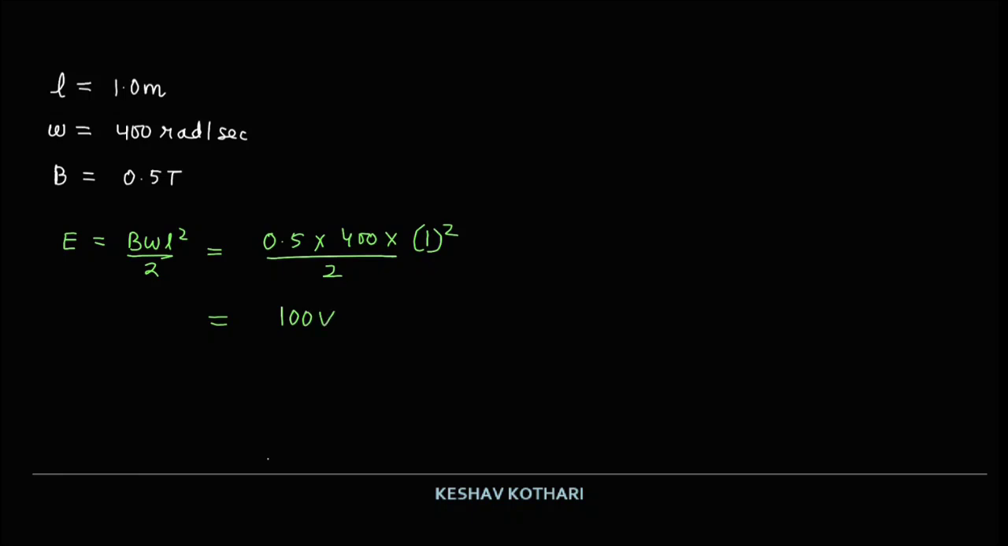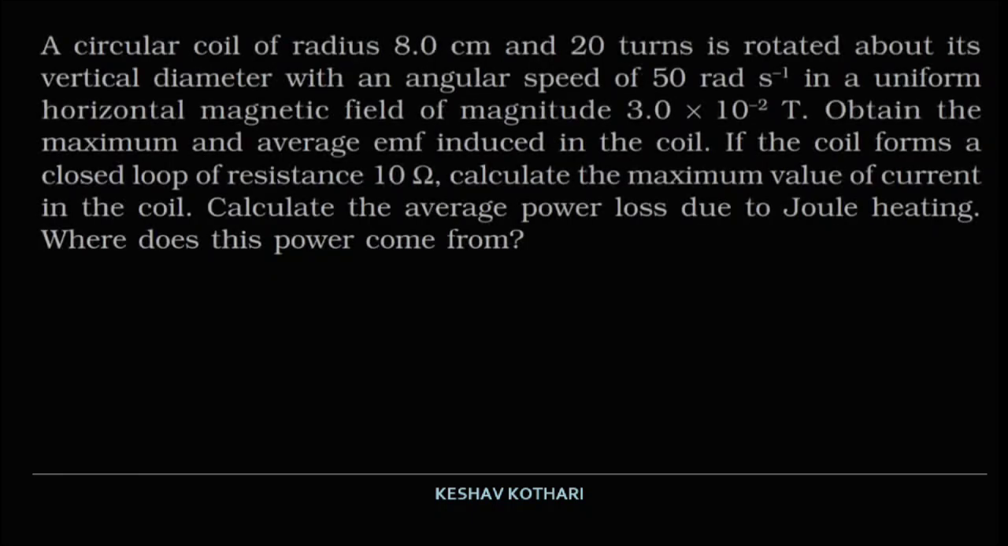Let us deal with the next problem. The next one is stating a circular coil of radius 8 centimeter and 20 turns is rotated about its vertical diameter with an angular speed of 50 radian per second in a uniform horizontal magnetic field of magnitude 3 into 10 to the power minus 2 Tesla. Obtain the maximum and average EMF induced in the coil. If the coil forms a closed loop of resistance 10 ohm, calculate the maximum value of current in the coil. Calculate the average power loss due to Joule heating. Where does this power come from?